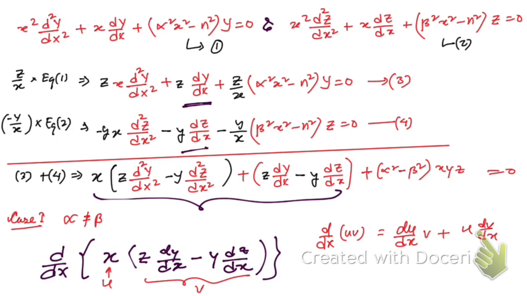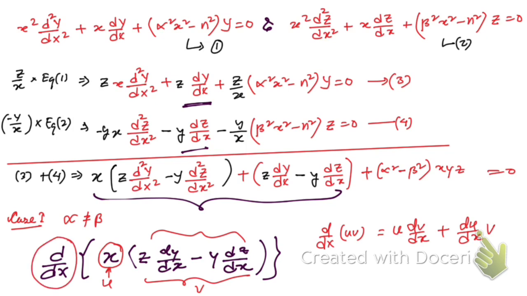Or you can write it this way also: derivative of the first function into the second function, plus the first function into the derivative of the second function. So if you consider this one as the first function and differentiate it with respect to x, you're going to get this term. If you differentiate this again, you get the second order derivative of y with respect to x. Hope you have understood this.